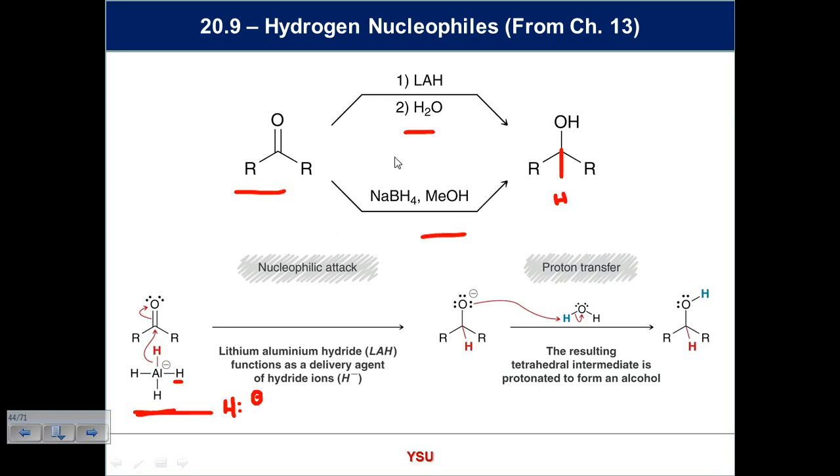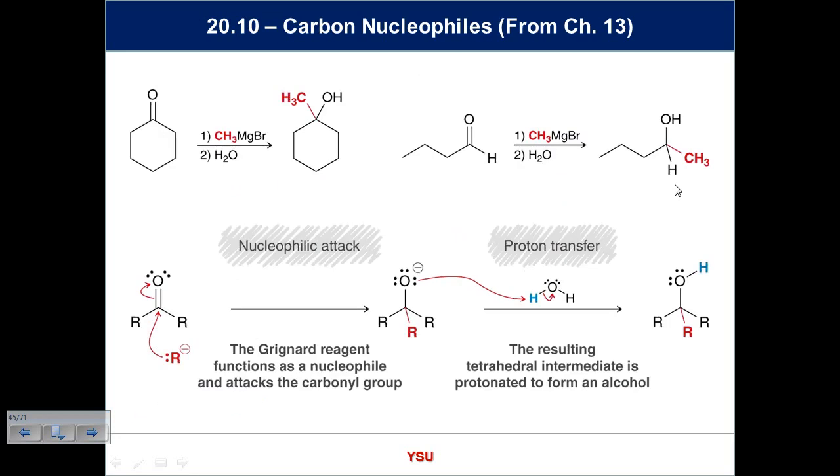So mechanistically, we need two steps here. The answer to why you need two steps at the top is because LAH is so basic. You can't do this reaction in a polar protic solvent. It will quench the reactant. So the first step is nucleophilic attack, and the second step is a quench. And in this case, we're using water. You could use acid if you like, and we get the product. So you've seen that. Straightforward nucleophilic addition.